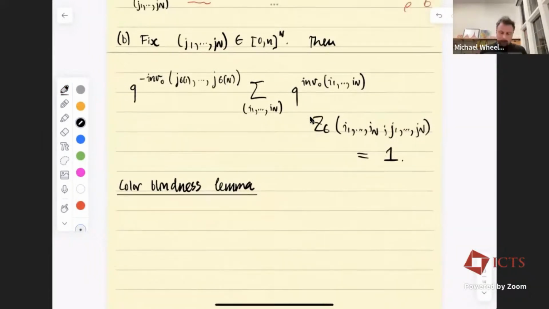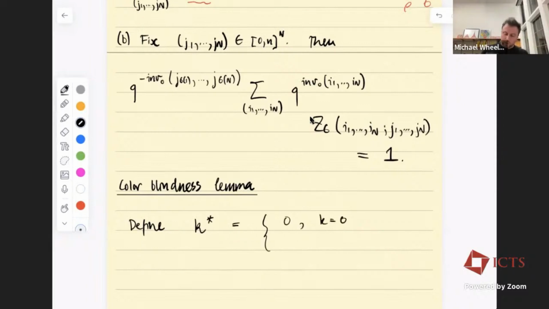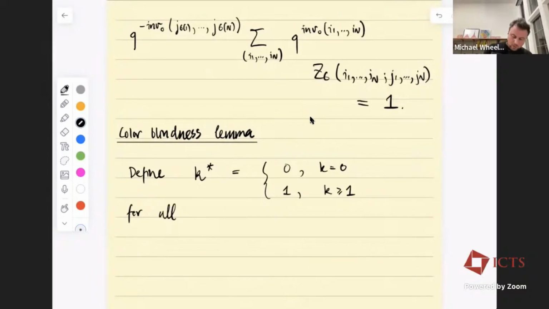So yeah, colorblindness lemma. So we will need the following notation. Define K star, which will be equal to 0 if K is equal to 0, and it will be equal to 1 if K is greater than or equal to 1. Okay, and so this holds for all K in our indexing set 0 up to n. So you can think of K star as being precisely a colorblind projection.